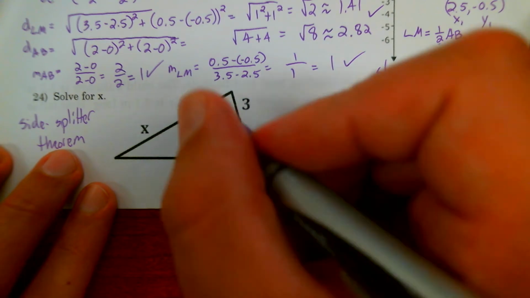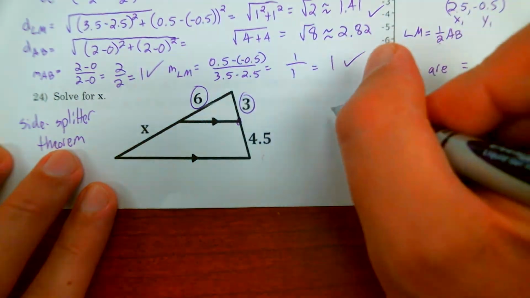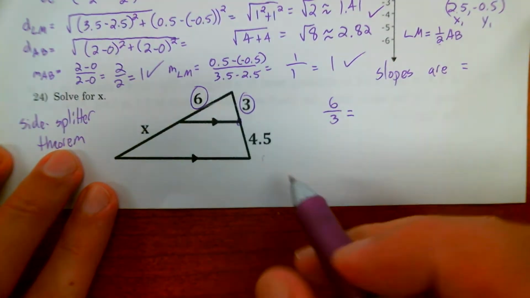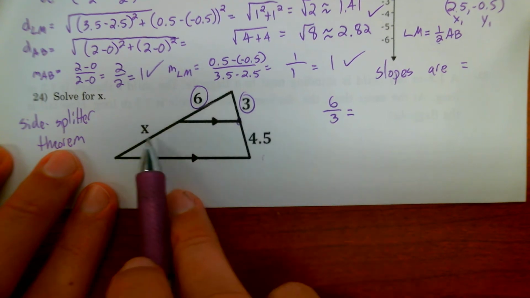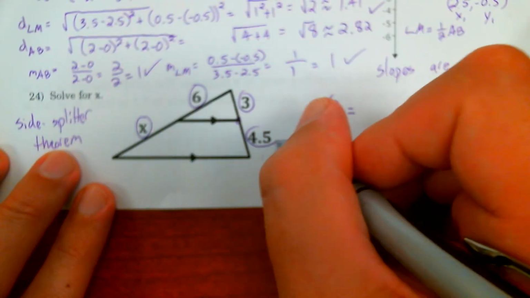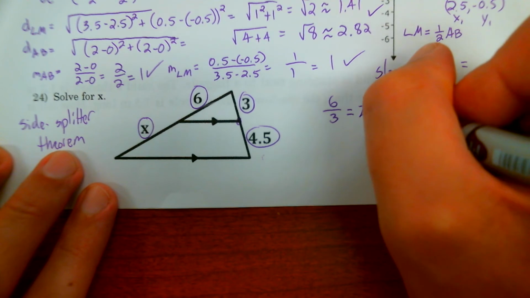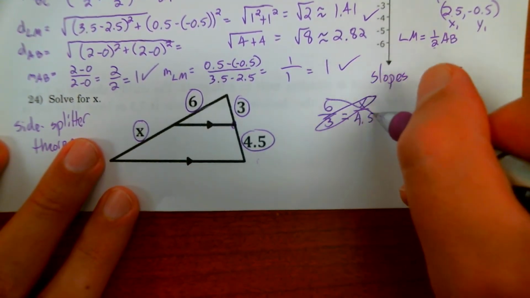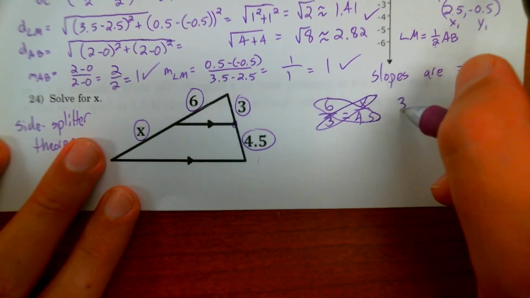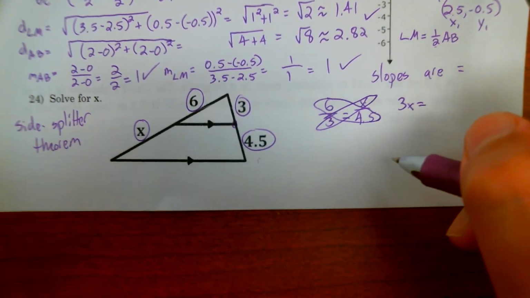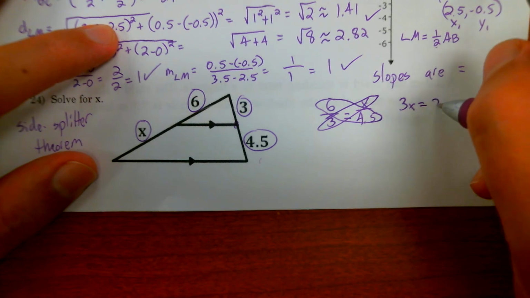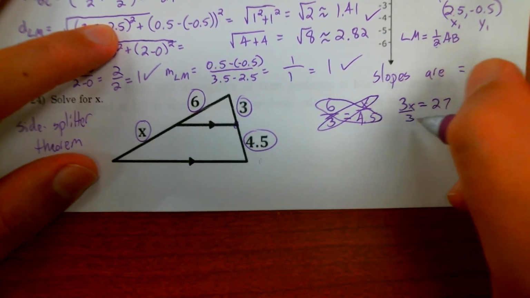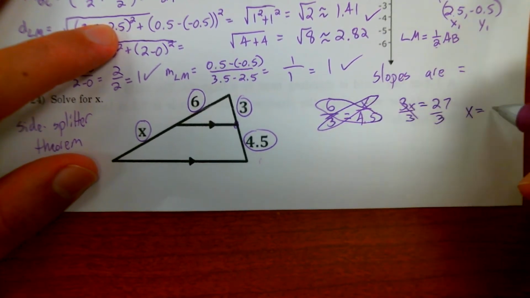I'll choose to go left to right. So I'm going to say that 6 divided by 3, if I'm going left to right, I have to go left to right, is going to be equal to x over 4.5. Now, how do I solve this? I'm going to cross multiply, do the butterfly thing. X times 3 is 3x. 6 times 4.5 comes out to be 27. Then I'll divide by 3, and I'll get x is equal to 9.